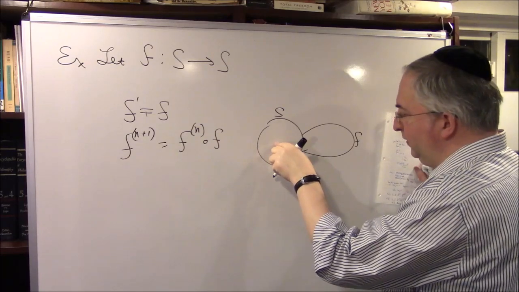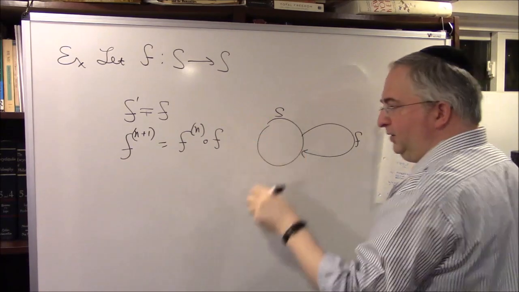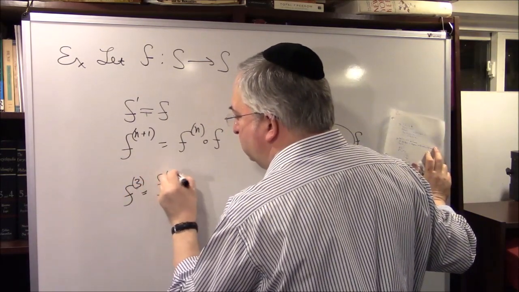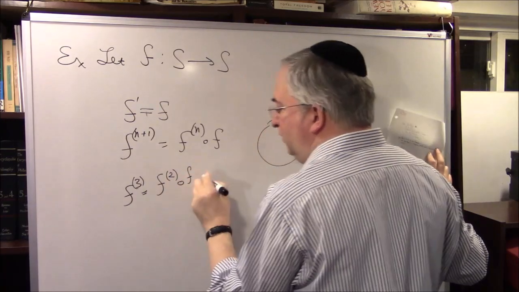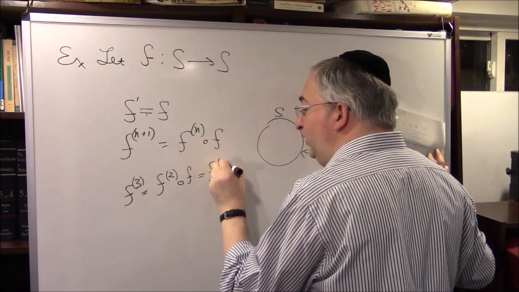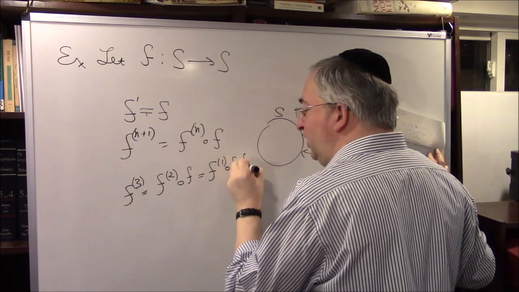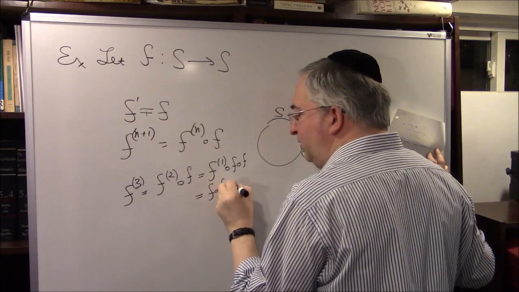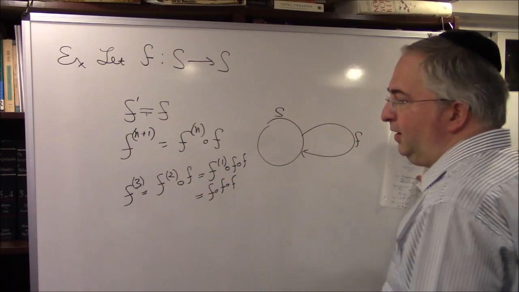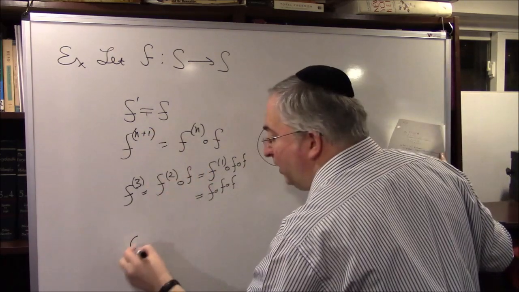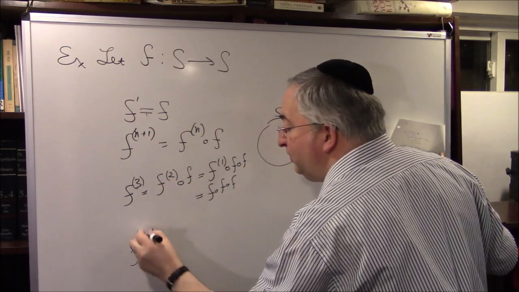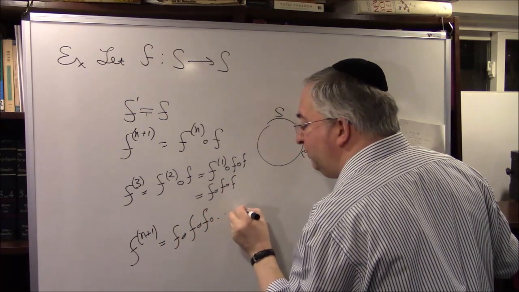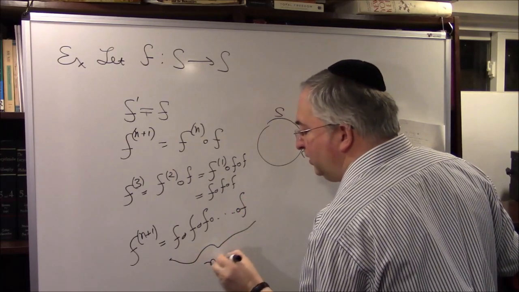But now I want to do the following. Well, let's just do f3 for a second. f3 is equal to f2 composed f. What's f2 equal to? So this is equal to f1 composed f composed f. Great. What's f1 equal to? f. So this is f composed f composed f. So f of n plus 1 is simply another way of saying f composed f composed f composed dot dot dot composed f, n plus 1 times.